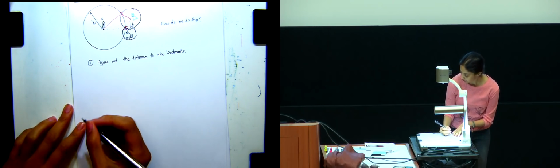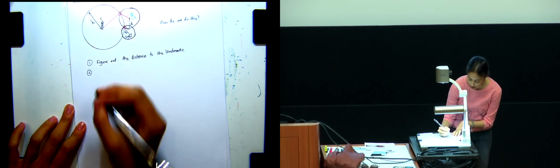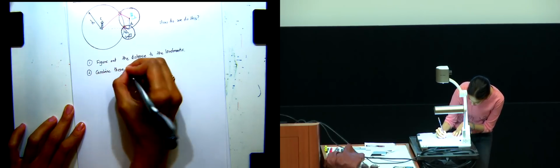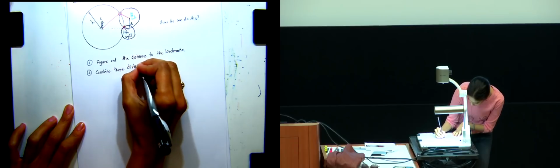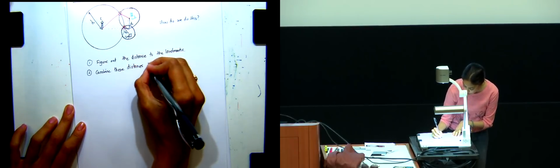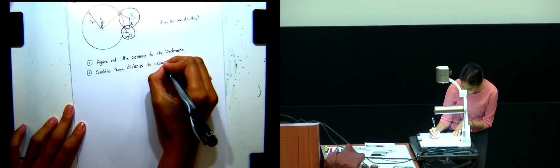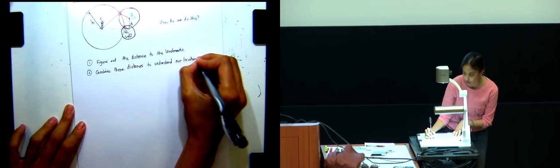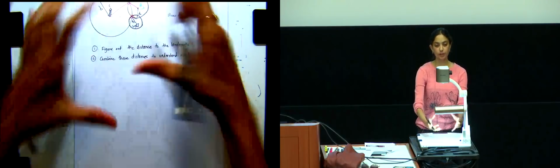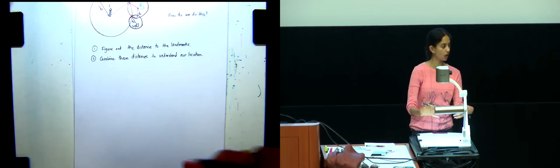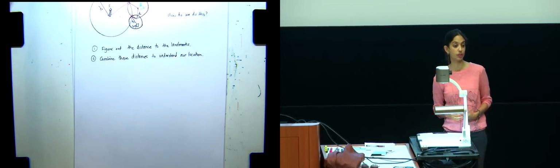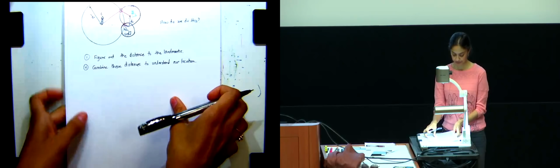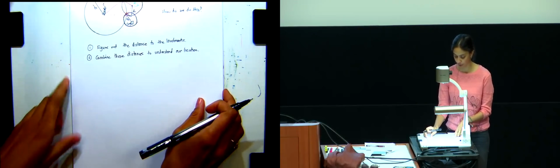Once we do that, we have to figure out how to combine these distances to understand our location, right? Right now we're doing this visually and we can see how we'll do this, but we actually need to come up with an algorithm that'll do this for us. And that'll be the second part of what we're going to do.